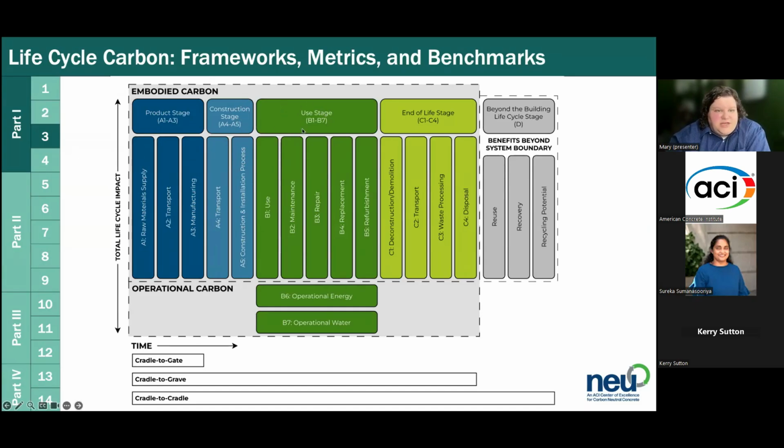And then the use stage is when that building or that bridge or whatever is in use, right? There are carbon emissions associated with that because you've got to fix things, you've got to replace things. And then at the end of life, you've got to tear it down, recycle it or transport it, you've got to dispose of it. So there are carbon emissions associated with this whole life. And then sometimes you can reuse or recover at the end, which is awesome.